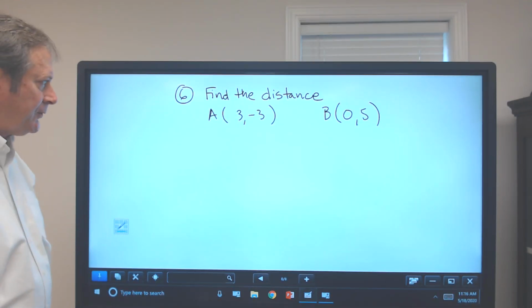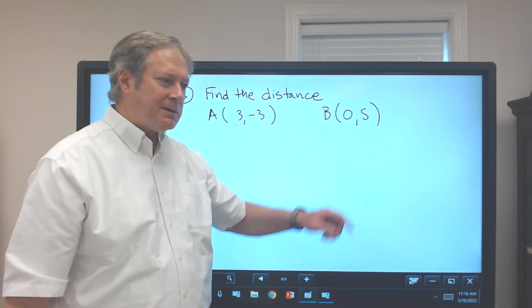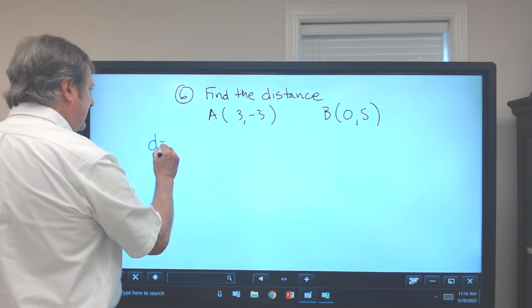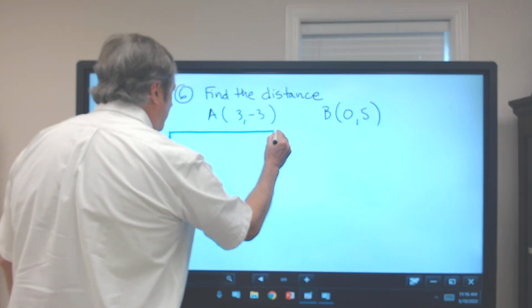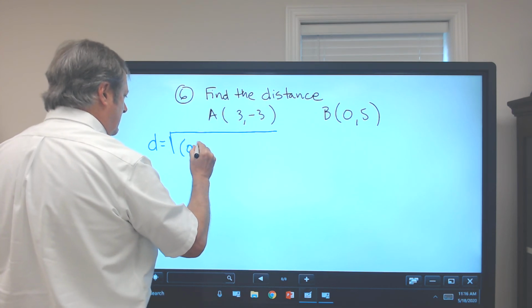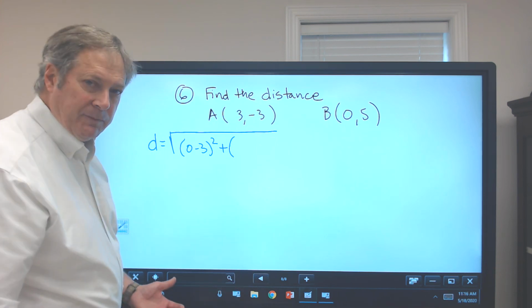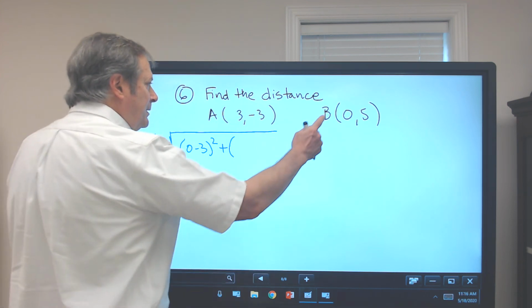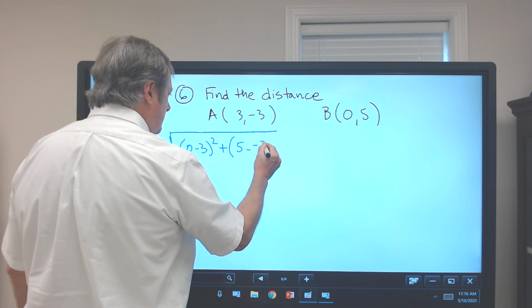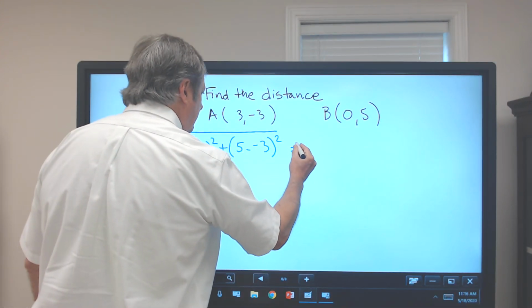Okay, here, this is just more straightforward. We want to find the distance between here and here. That's the number 5, in case you're wondering. So let's just plug it in. We've got the distance between, all right, 0 minus 3 squared plus, again, you just have to commit that formula to memory, 5 minus a negative 3 squared. All right, let's keep going.